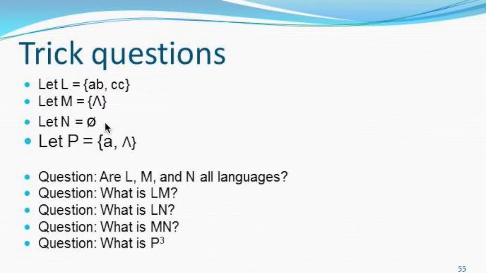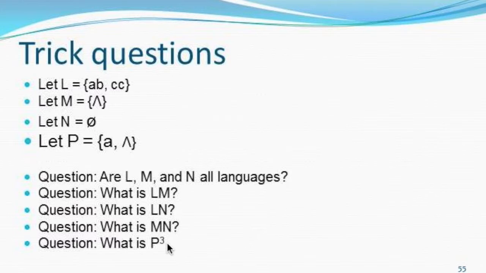There is nothing in N, right? N is the empty set. So the product LN produces the empty set. And what is MN, the product of the language M with the language N? Well, again, the product of anything with the empty set is going to be the empty set, because in order to compute the language product, you take one element out of this set and concatenate it with an element out of this set, and there's nothing in there.